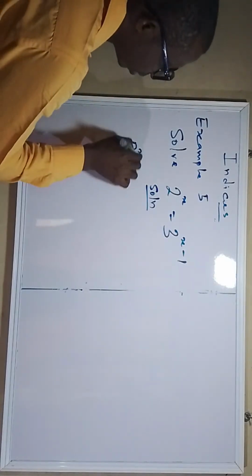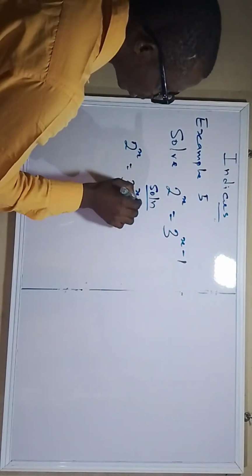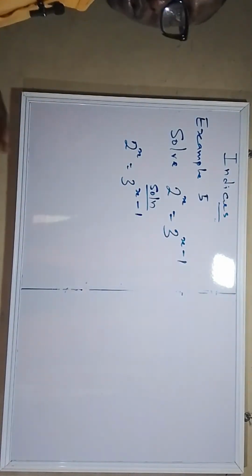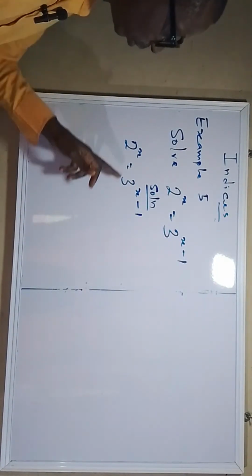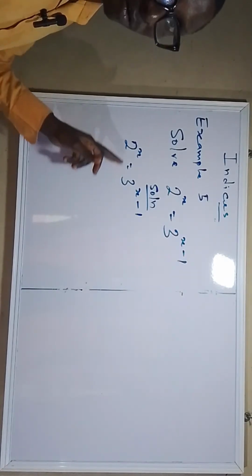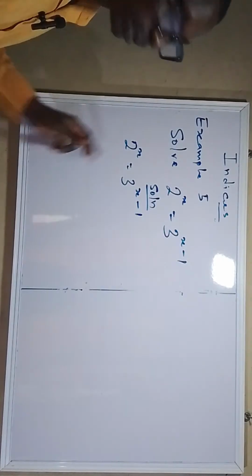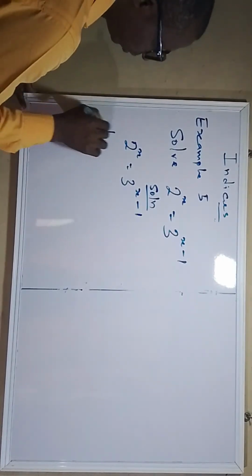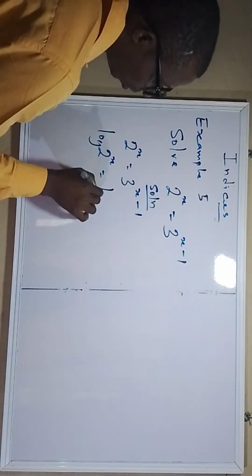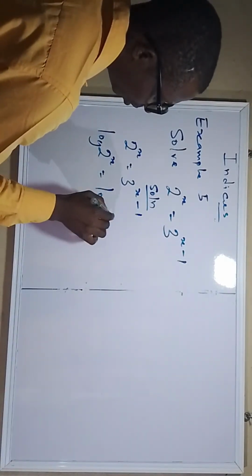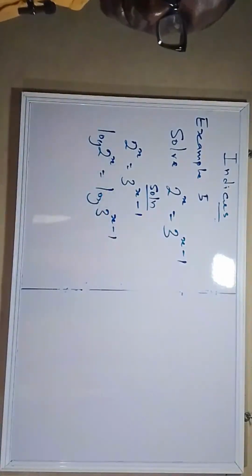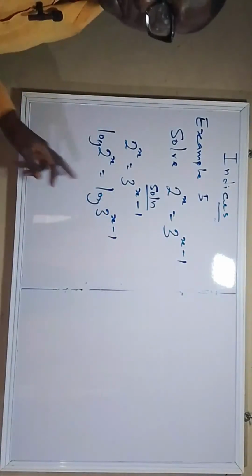2 raised to the power of x equals 3 raised to the power of x minus 1. The first thing to do is to take log of both sides. This gives you log of 2 raised to the power of x equals log of 3 raised to the power of x minus 1. Can you see that? This log is in base 10.